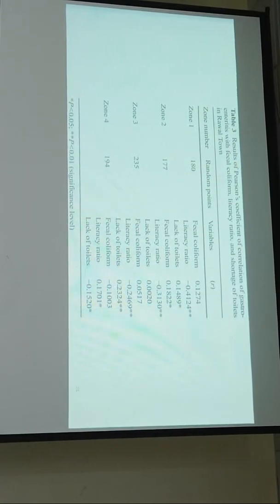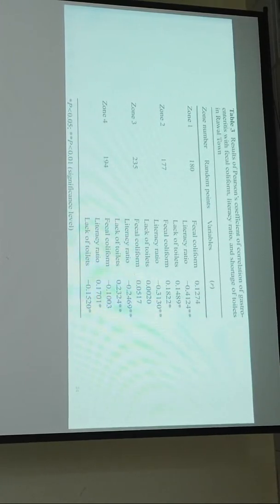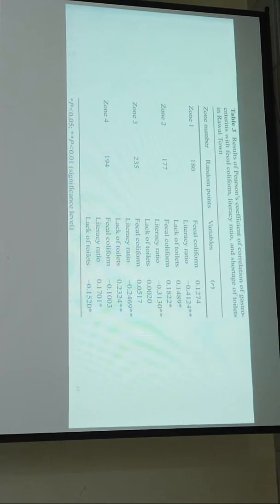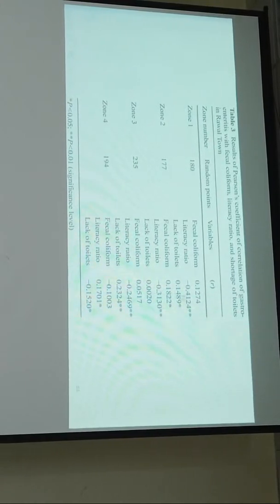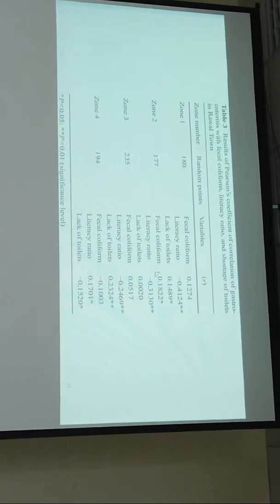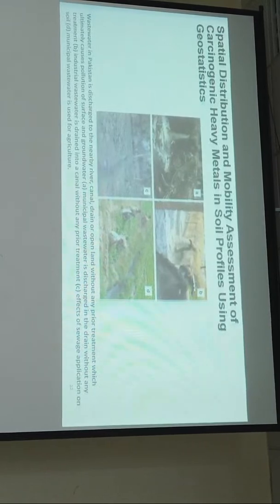So similarly, the gastroenteritis was correlated with the fecal coliform, literacy ratio and shortage of toilets in the Rawal town, and you can see the Pearson correlation coefficient; in some of the areas they are highly, significantly correlated.